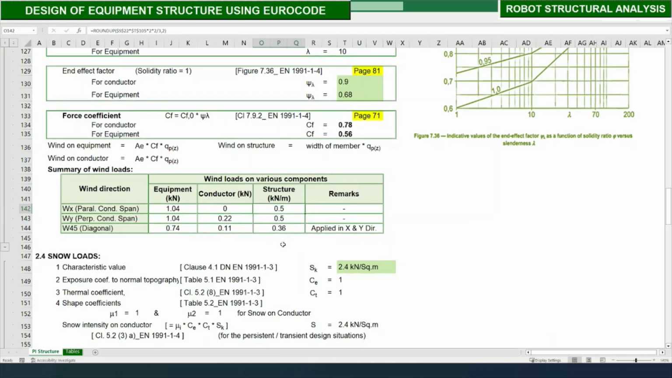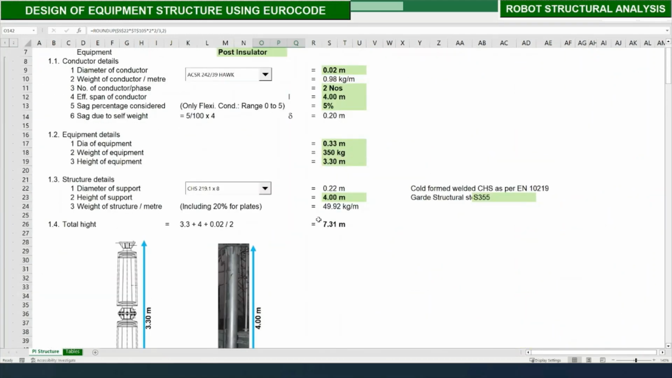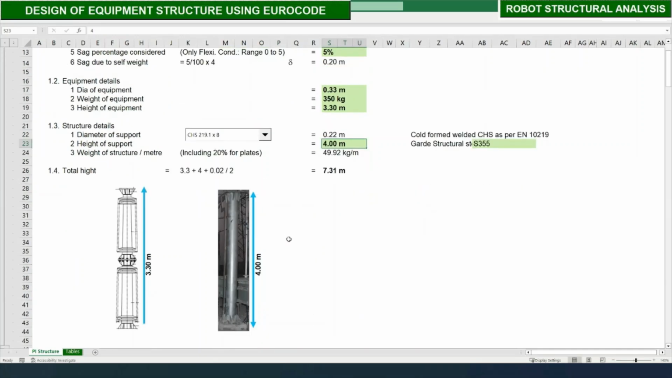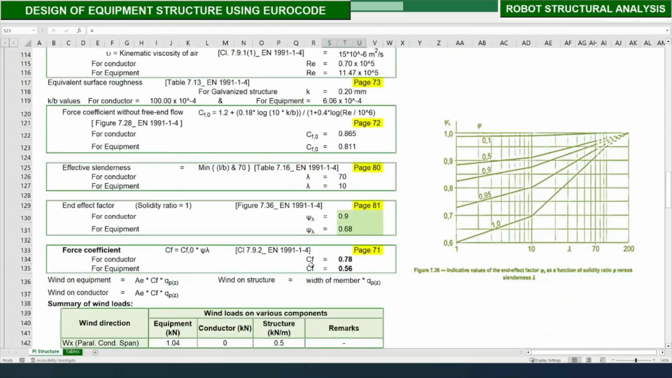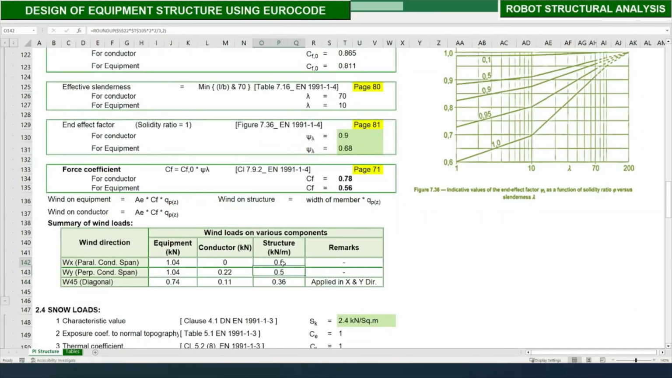Here we are not going to multiply with the area, only the diameter. The overall length, that is the structure height of 4 meters, we are going to apply in the model. We are not going to consider it in our calculation here. So the wind force displayed here for the structure is in kN per meter. In the y direction, that is perpendicular to conductor span, it is also the same, 0.5.